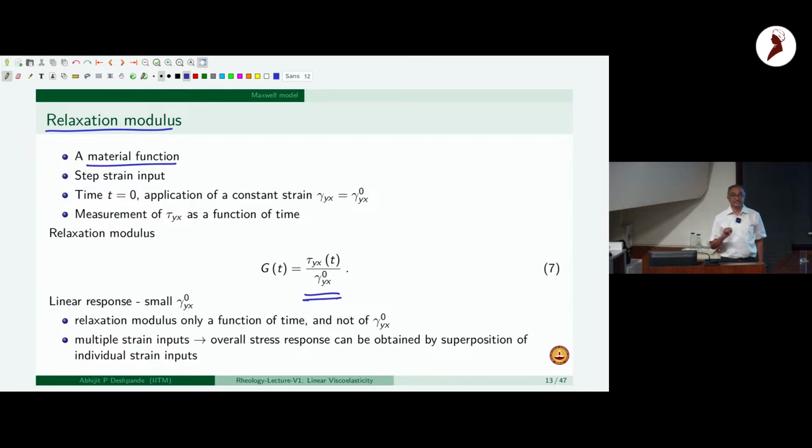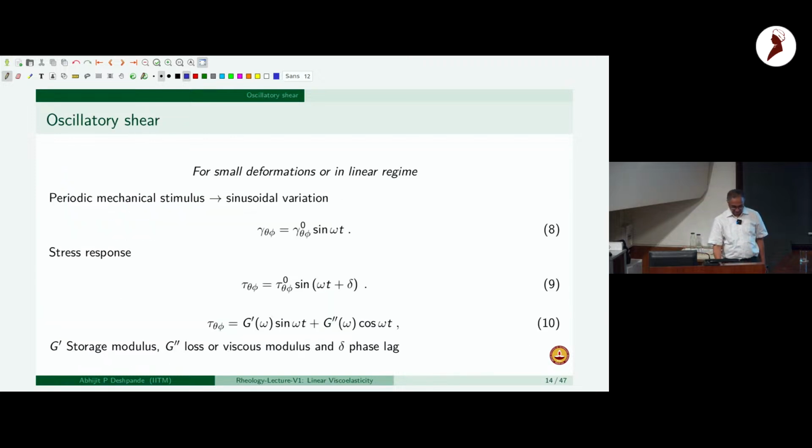It's basically the stress which is being measured as a function of time divided by the strain which was applied, which is a constant strain. And since it's a linear response, the relaxation modulus is only a function of time. So we could have superposition: if you apply multiple strain inputs, you can measure the multiple stress outputs, and then if I apply the strains summed up together, I will get a response which is basically the summation of all the stress responses. So superposition is also possible in this.